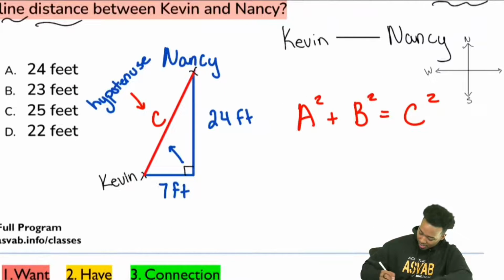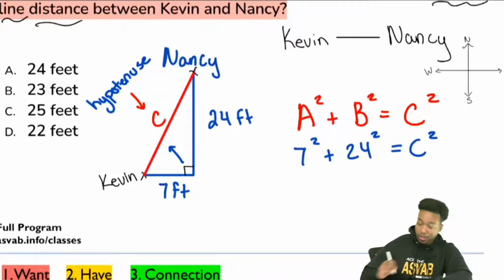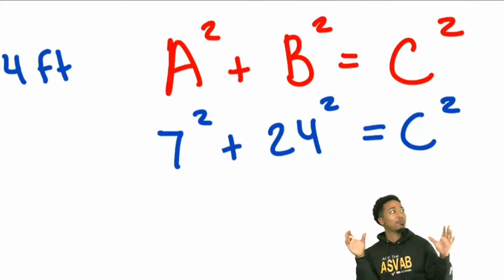All we have to do is plug things in. We got 7 squared plus 24 squared is going to equal c squared. Is anybody here intimidated by the math that we're about to do? No? Yes? Had flashback 20 years to school? Having flashbacks of Vietnam right here. Like, oh my God. All right, here we go.